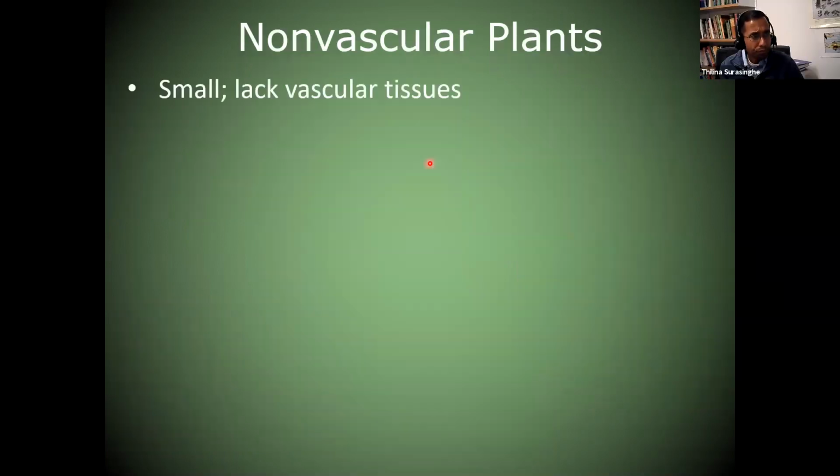Now, non-vascular plants, generally, all of them are smaller, right? At least the extant, living non-vascular plants are small. The reason is because they don't have the vascular tissues, the transportation system to distribute water, minerals, and food around to maintain a larger body.